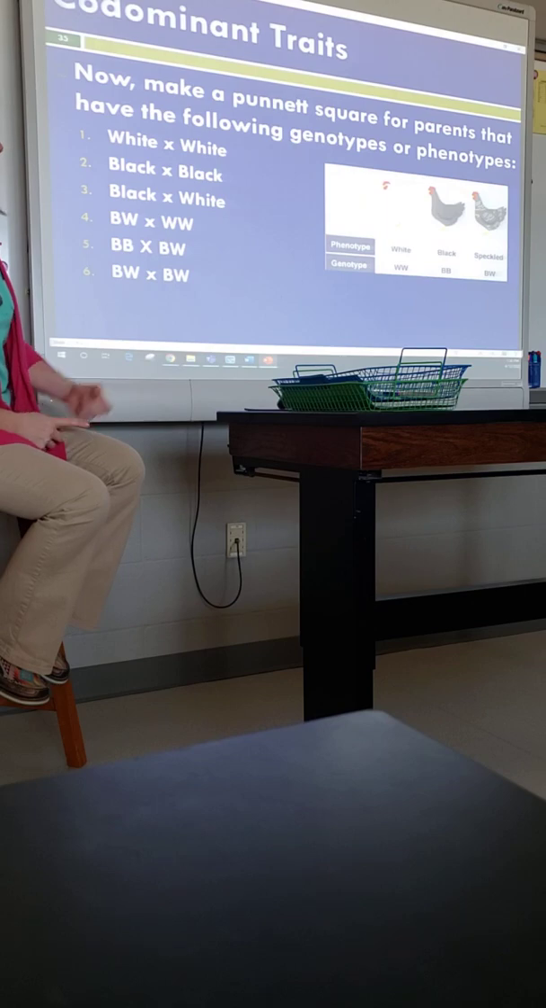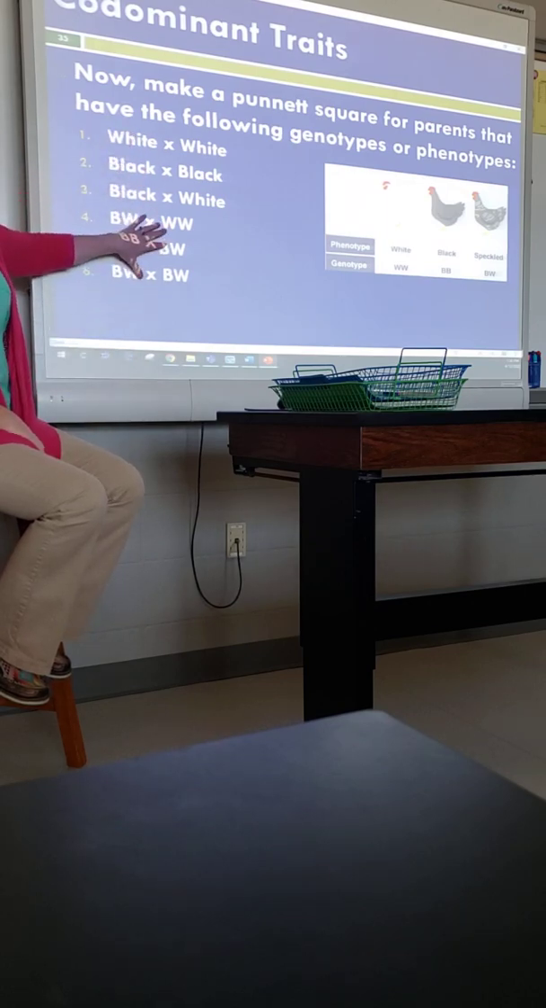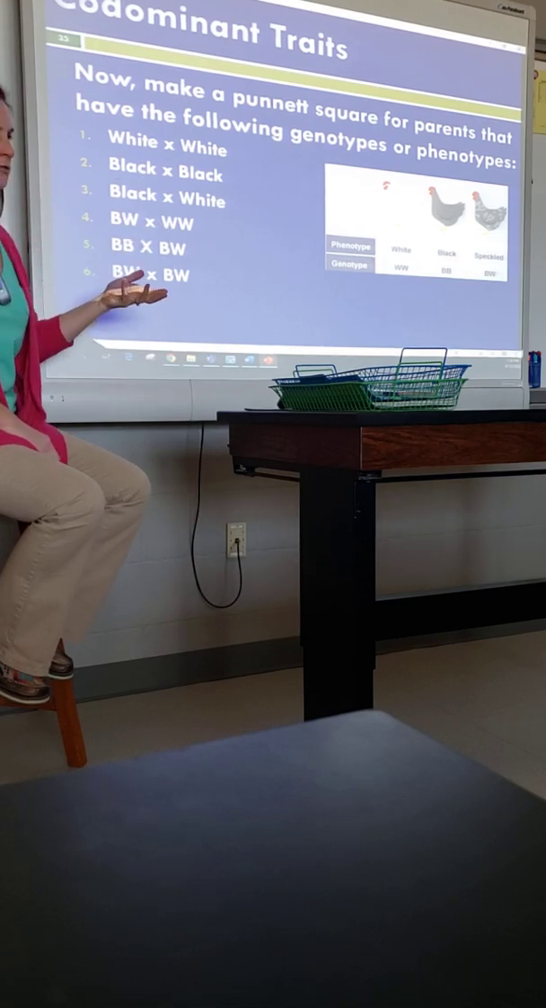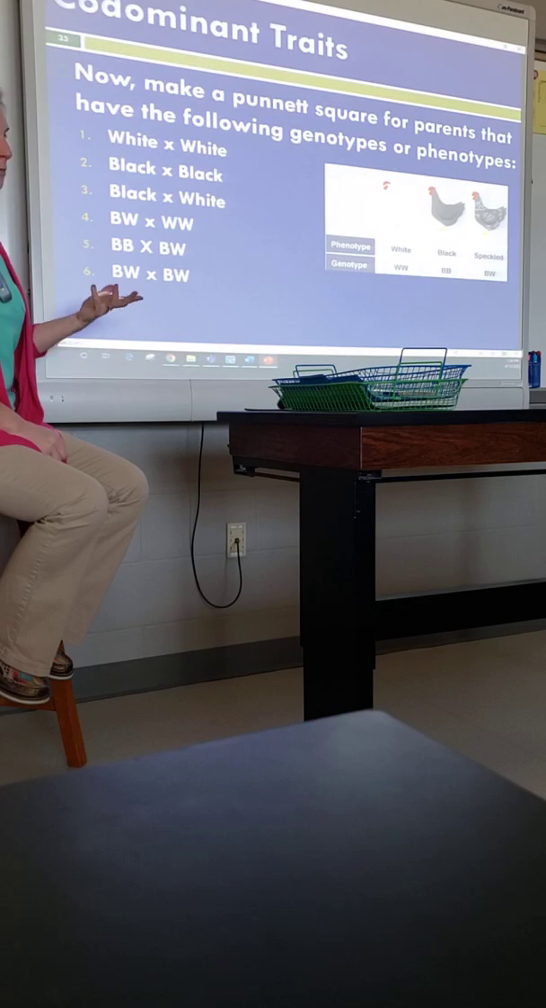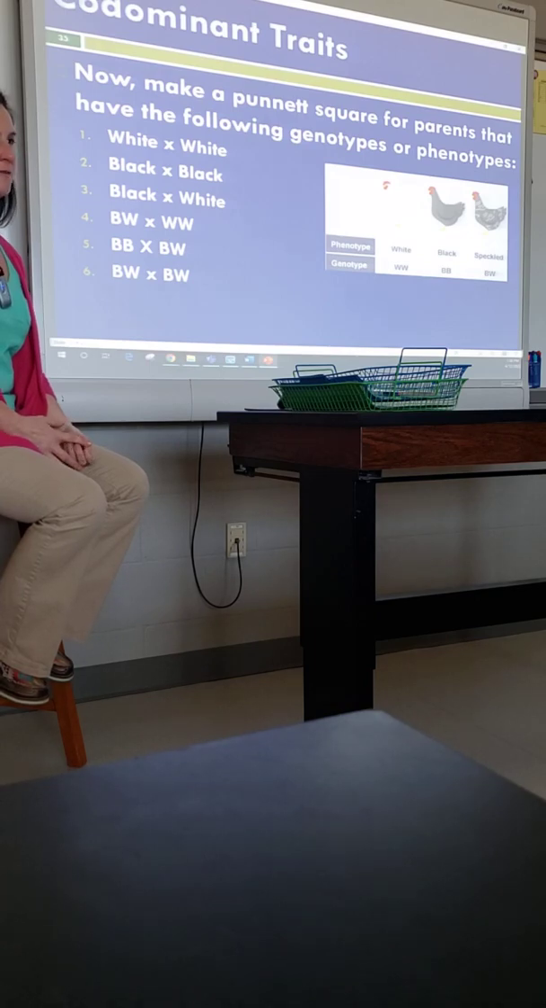and phenotypes. So here we're given the phenotypes to cross. Here we're given the genotypes to cross. So again, that language and understanding what those things represent and mean is important. So you're gonna take a white times a white. What are the letters gonna have to be for that cross?